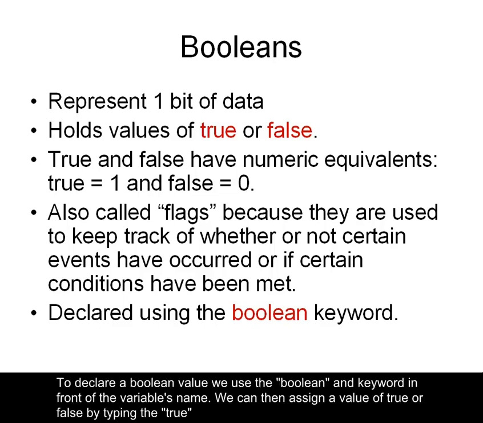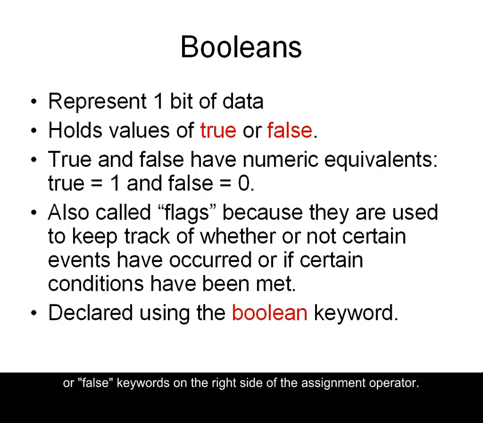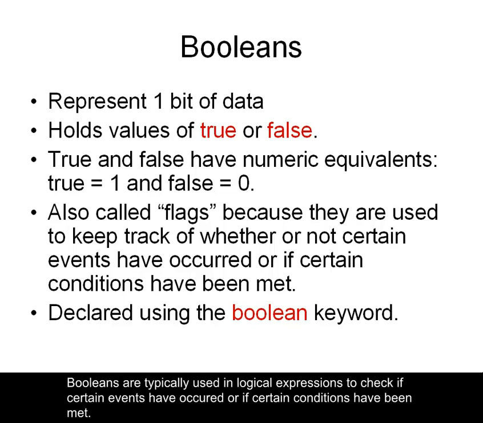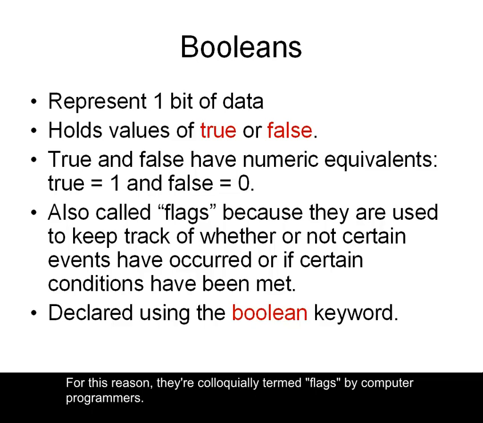To declare a Boolean value, we use the Boolean keyword in front of the variable's name. We can then assign it a value of true or false by typing the true or false keyword on the right side of the assignment operator. Booleans are typically used in logical expressions to check if certain events have occurred or if certain conditions have been met. For this reason, they are colloquially termed flags by computer programmers. How do we use Booleans and other variables in this way?